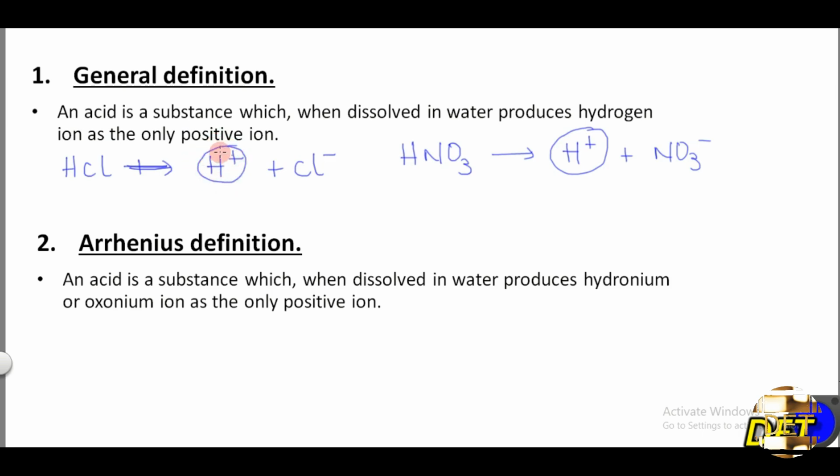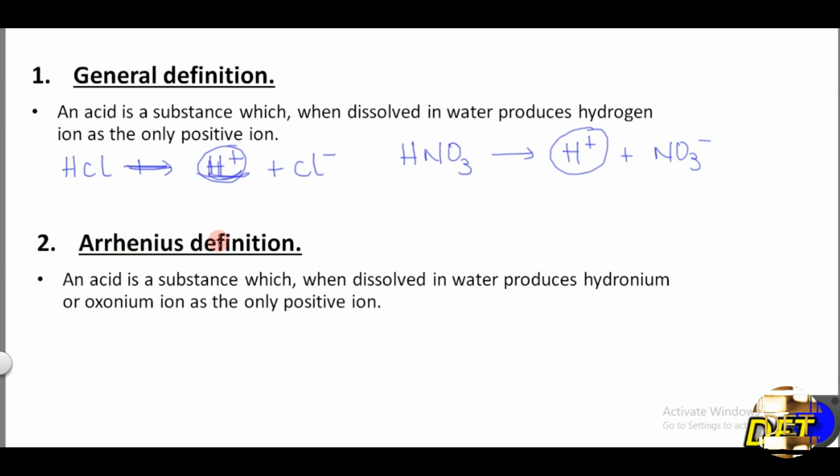So it is the only positive ion that is produced here, and hydrogen ion is the only positive ion that is produced here. So these two substances, what are they? They are acids. So what makes any substance an acid, according to the general formula, is the presence of what? Hydrogen ion.